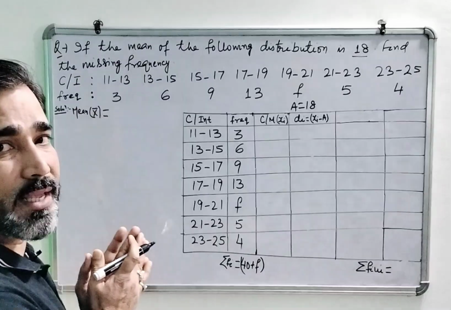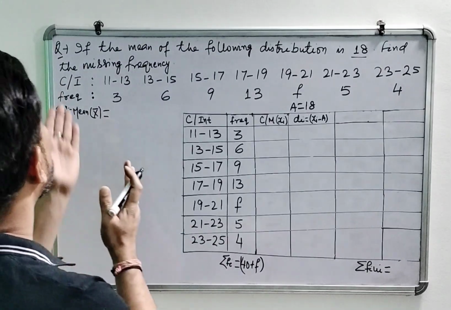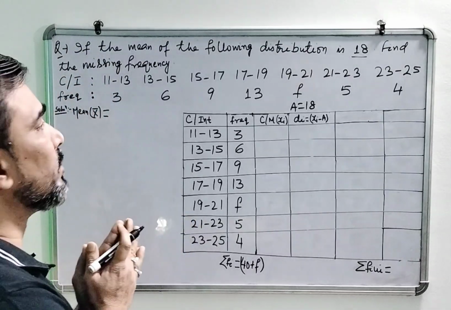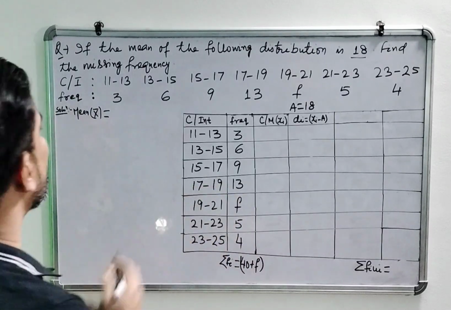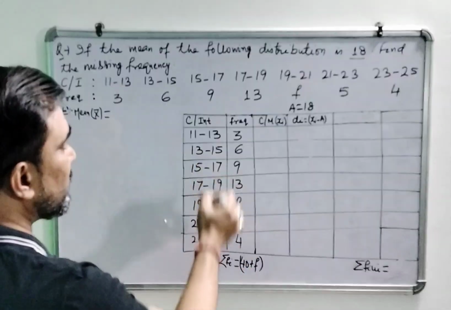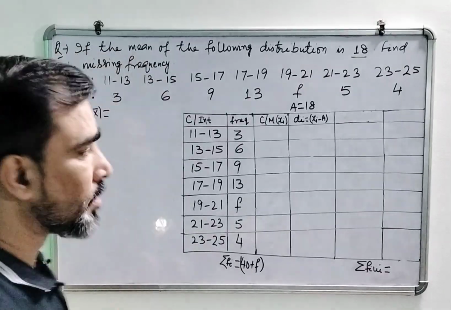Here is a question of statistics which is very important for board exams. The question is, if the mean of the following distribution is 18, we have to find the missing frequency, that is the value of f. The data is displayed here with class interval and frequency. Sum of the frequency is 40 plus f. Now how do we approach such questions?